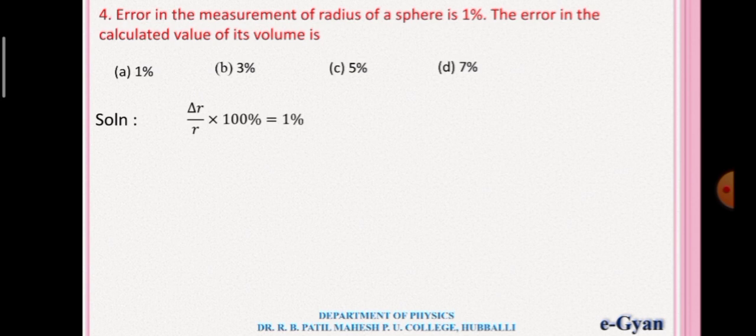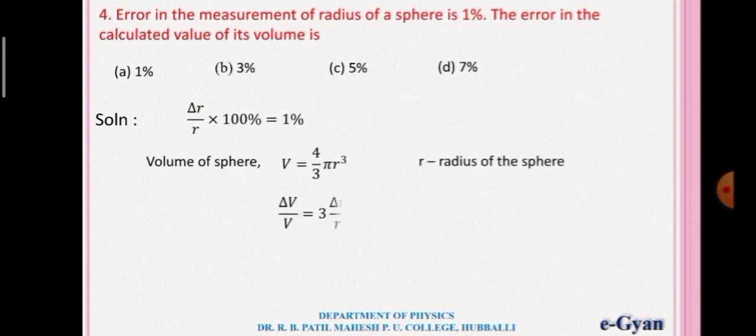And we should know the expression for volume of the sphere, and it is given by V equal to 4 by 3 pi r cube. And fractional error for volume of the sphere is given by delta V by V is equal to 3 into delta R by R. Okay, this is the fractional error.